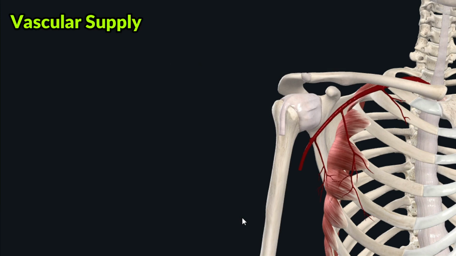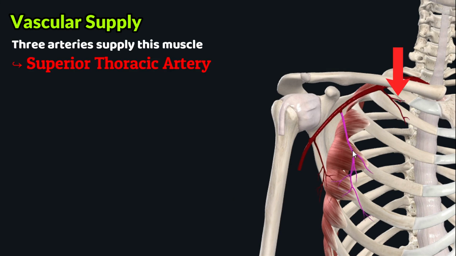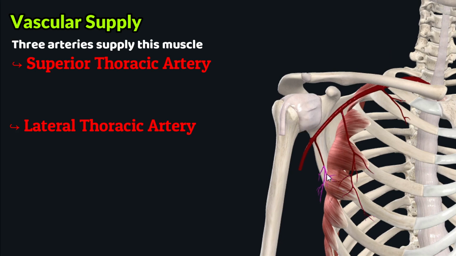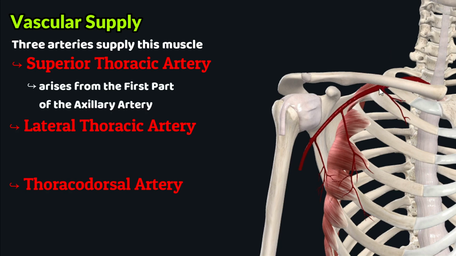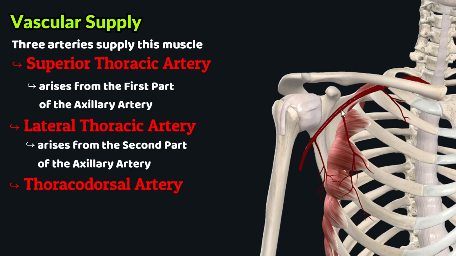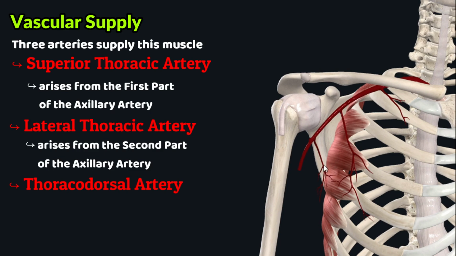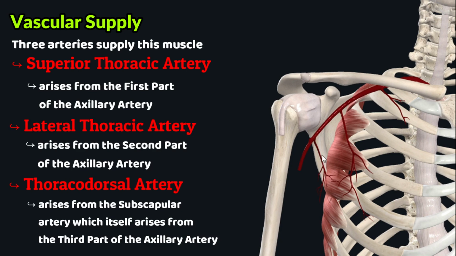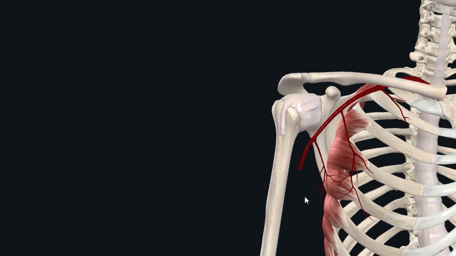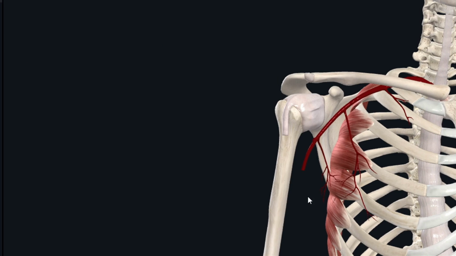Now let's look at the vascular supply of the serratus anterior muscle. This muscle is supplied by 3 arteries: the superior thoracic artery, the lateral thoracic artery, and the thoracodorsal artery. The superior thoracic artery arises from the first part of the axillary artery. The lateral thoracic artery arises from the second part of the axillary artery, while the thoracodorsal artery arises from the subscapular artery, which itself arises from the third part of the axillary artery. So this was about the vascular supply of the serratus anterior muscle.